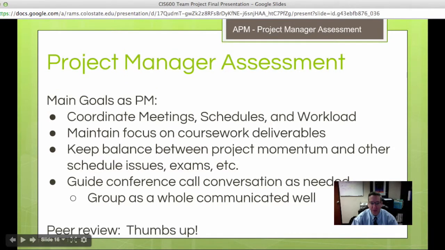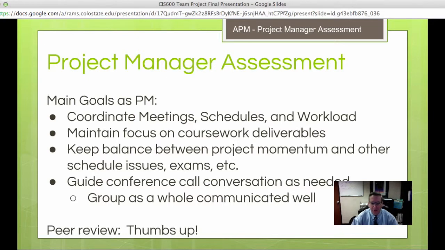As the project manager, my main goals were to keep the project coursework on track and to coordinate meetings and schedules and the workload, and to keep the focus both on the project itself, but also on what we as a team had to do in delivering coursework in fulfillment of the class requirements. So it was important for me to keep a balance on project momentum and all the other scheduling issues that the individual team members had.